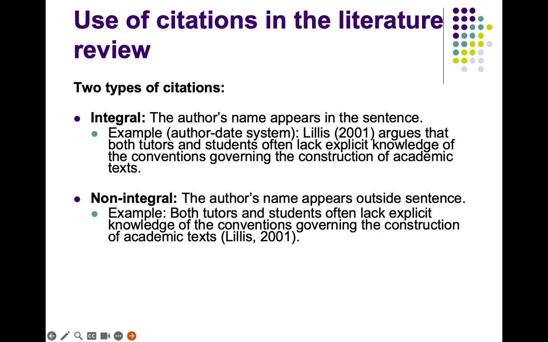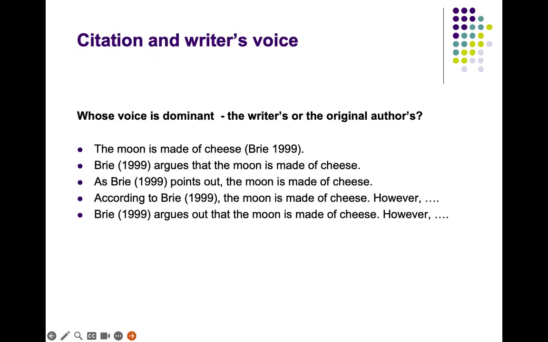Two types of citations. This is a different way of citing. Lilies argues that both are all right. The author's name appears outside the sentence. So you can do both. Citation in terms of dominance. Citation and writer's voice. The writer is you.